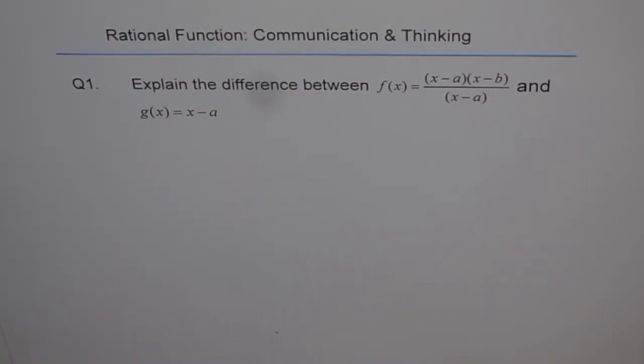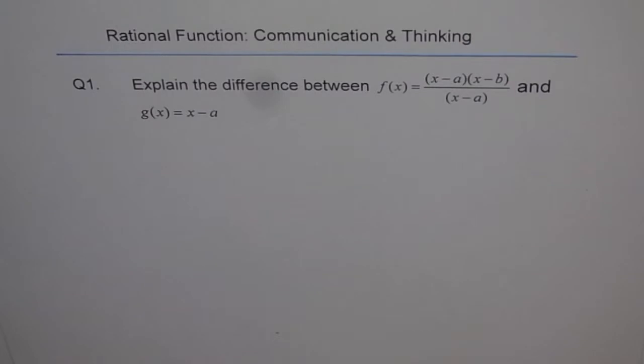Rational function, communication and thinking problem. Question 1. Explain the difference between f of x equals x minus a times x minus b over x minus a, and g of x equals x minus a.